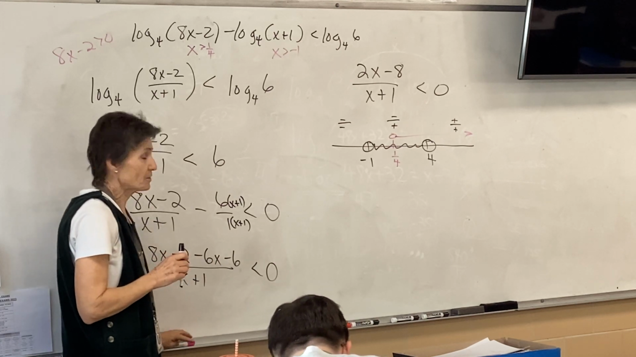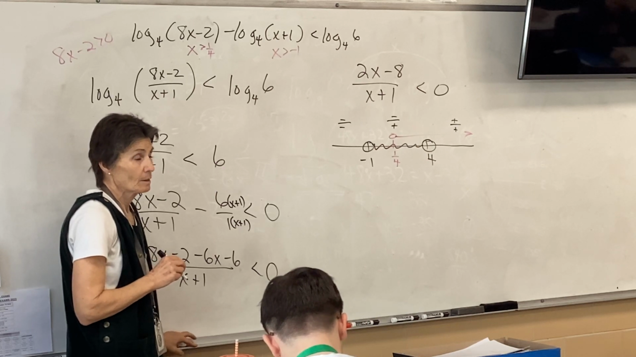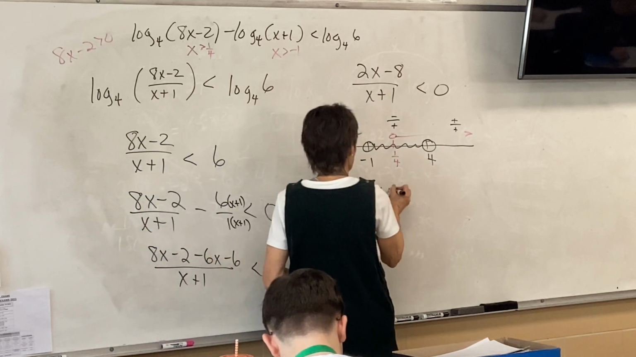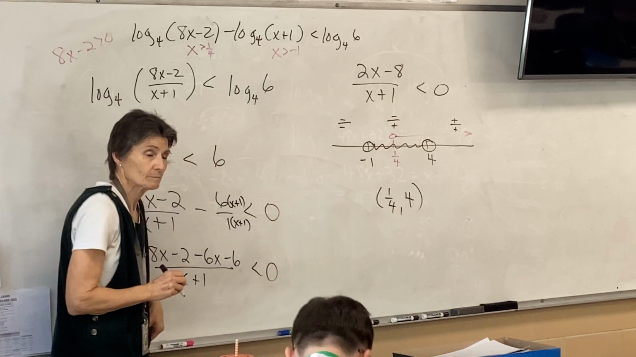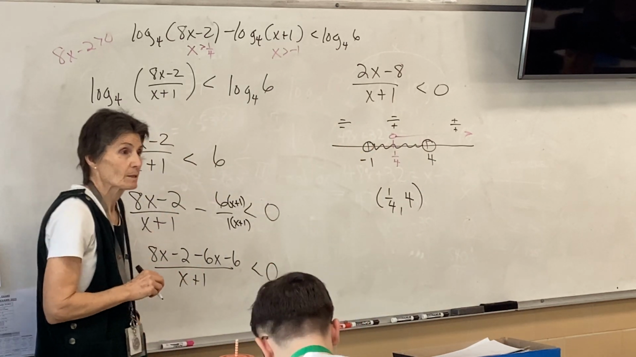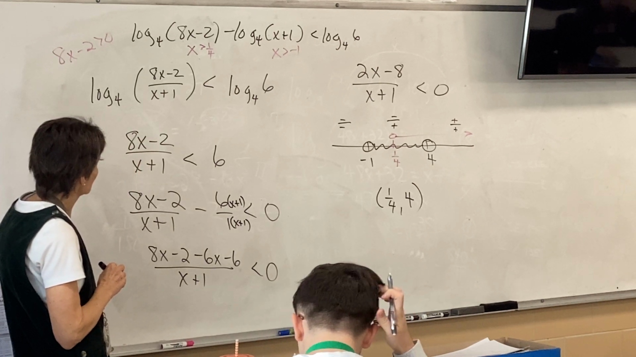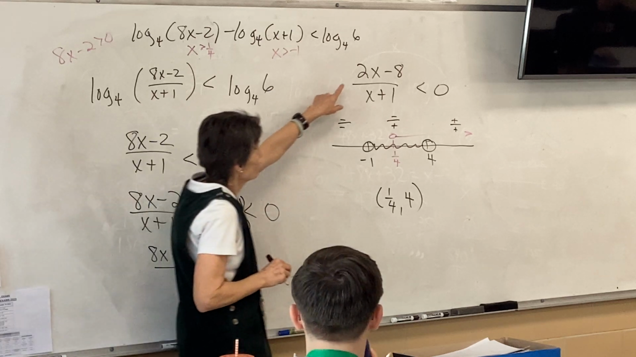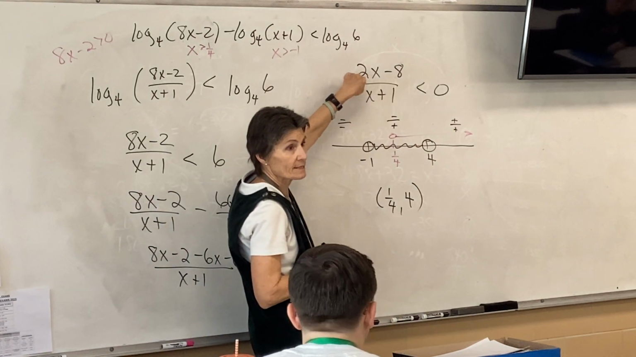So what ultimately is the answer to the problem? 1/4 to 4. Everything between 1/4 and 4. And where did the 4 come from in the beginning? On the number line, where did the 4 come from? What makes the numerator 0? Set that equal to 0.